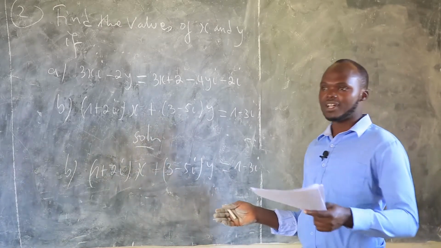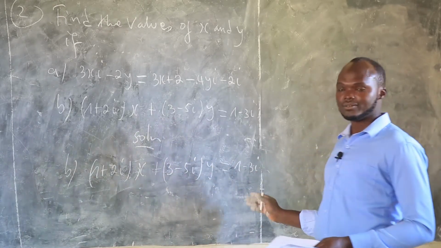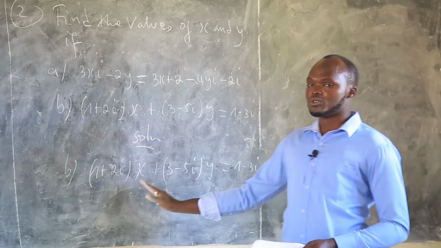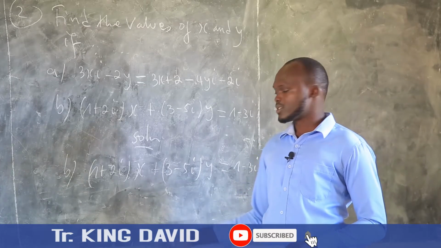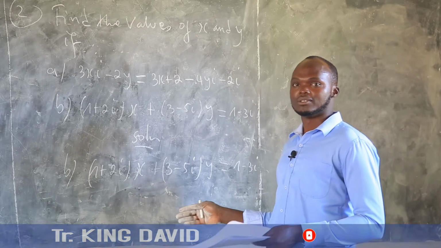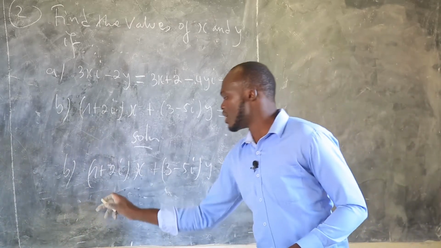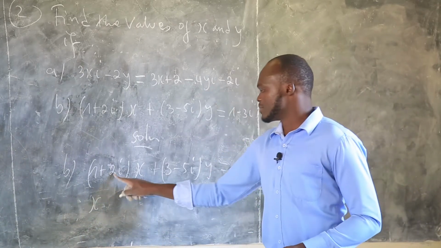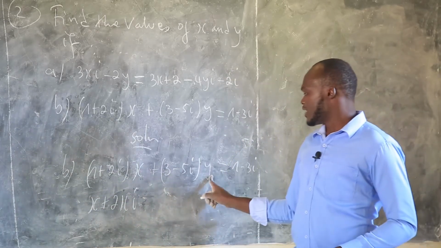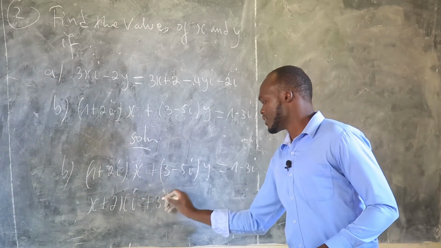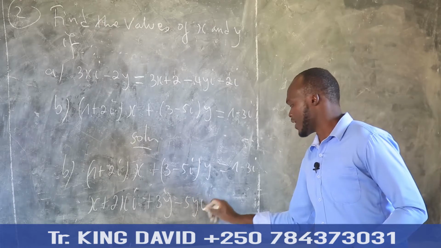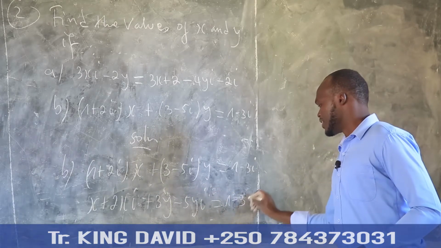We have the left-hand side and the right-hand side. This is the left-hand side and this is the right-hand side. So what we're going to do is expand so that we can get a real part and imaginary part on the left-hand side. So x times 1, that is x. x times 2i, that is 2xi. y times 3, that's 3y. y times minus 5i, that's minus 5yi, equals 1 minus 3i.